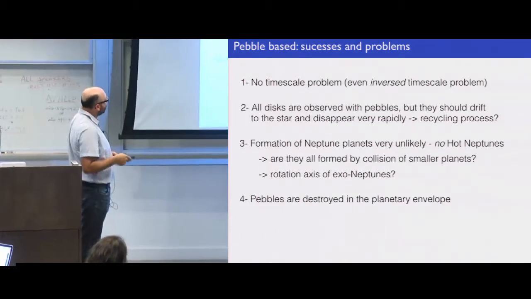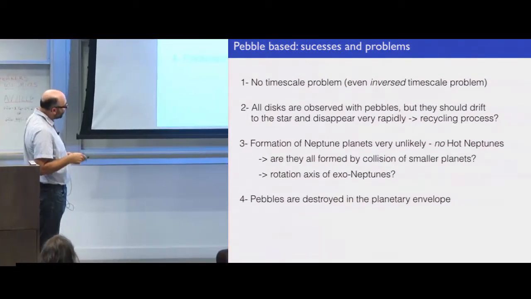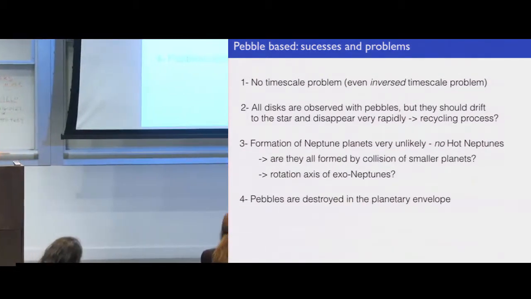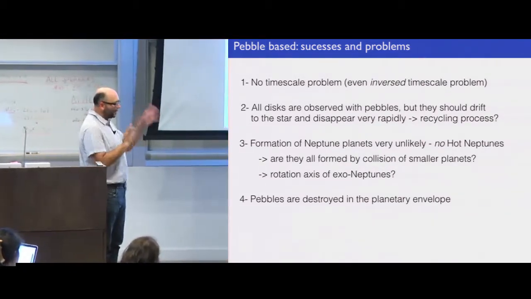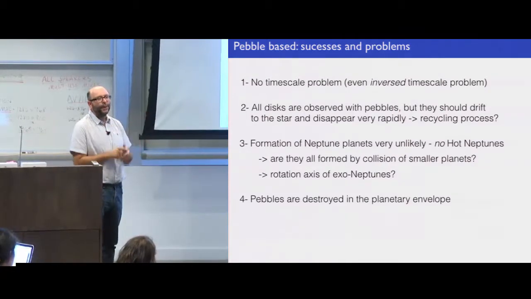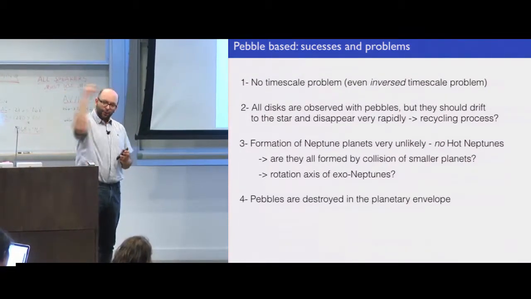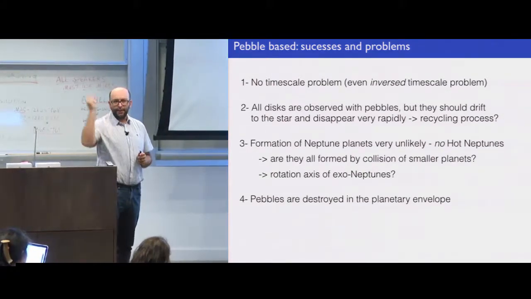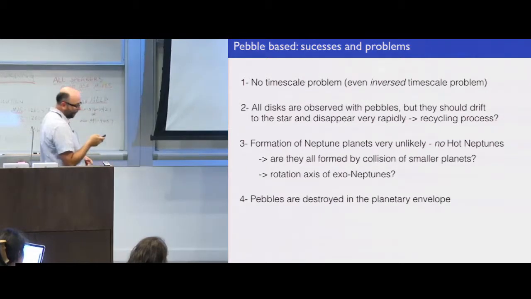The last thing I want to mention is that a very big problem is that pebbles are destroyed in the planetary envelope. If you think about this, although it's not a very good comparison, if you take the Earth and you throw a little pebble, a 10 centimeter ball of ice, toward the Earth, then this ball of ice will be destroyed in the envelope. So it will not reach the Earth.